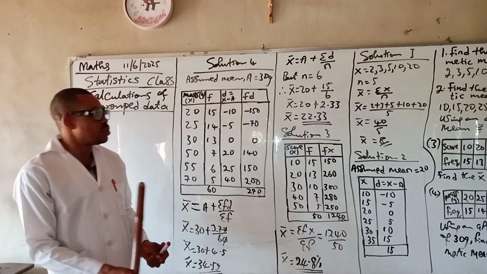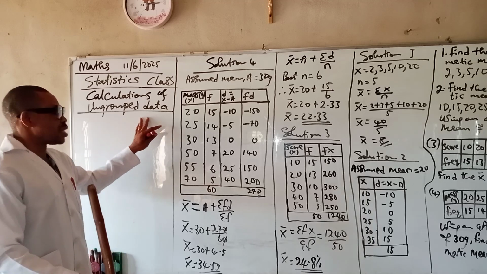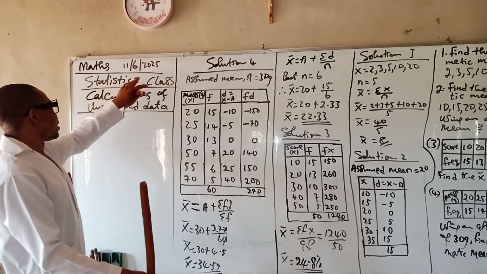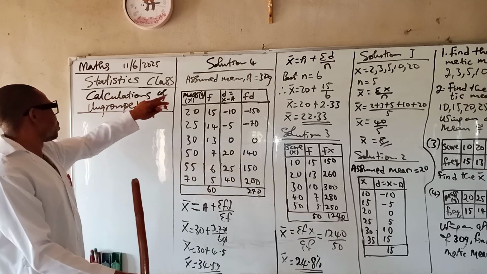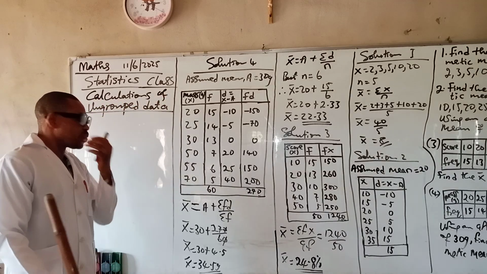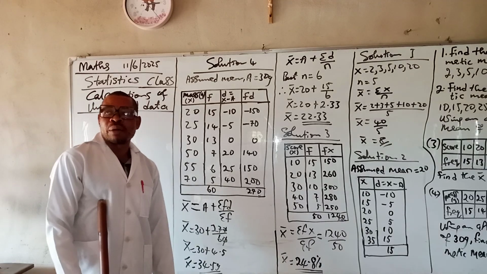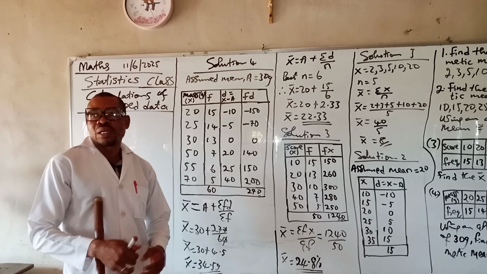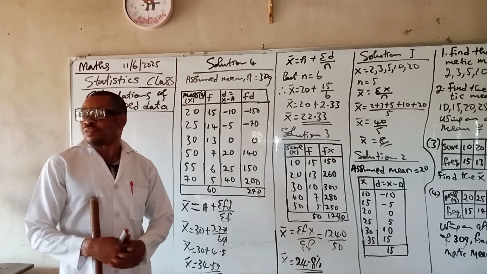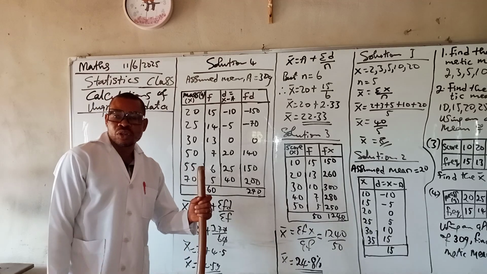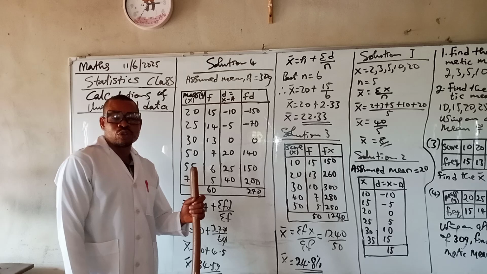Okay, in our today's class, we are going to talk about calculations and statistics. In our today's statistics class, we have calculations of ungrouped data. In previous classes, we discussed data and classes of data, where you have ungrouped data without frequency, ungrouped data with frequency, and grouped data.